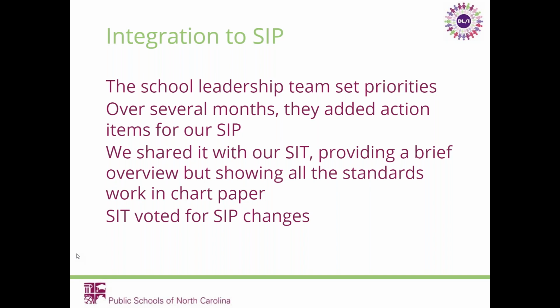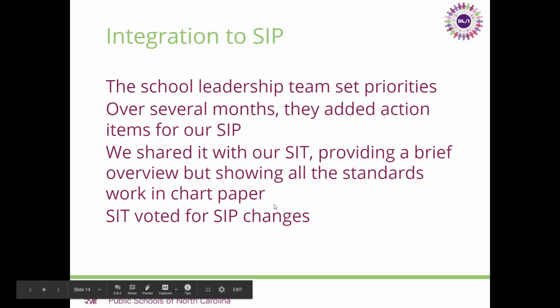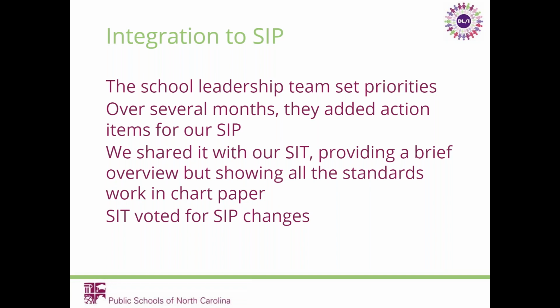So we then were able to present those to our school improvement team, and then the school improvement team was able to vote on those changes. And of course, in that priority setting, just like with any school improvement plan priority setting, there were things we were going to do in year 1, year 2, year 3, and then of course after 3 years, the plan would be to completely reassess and reevaluate.